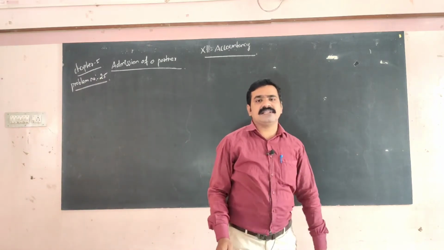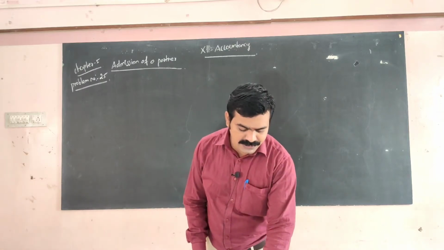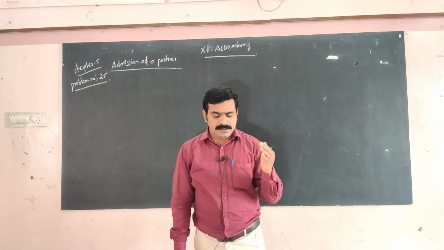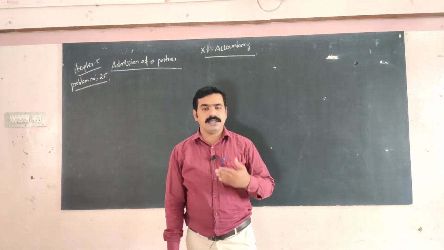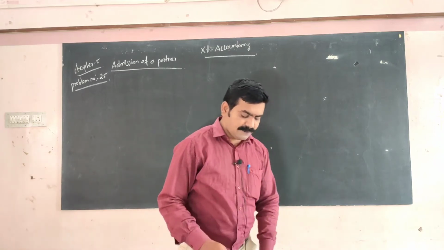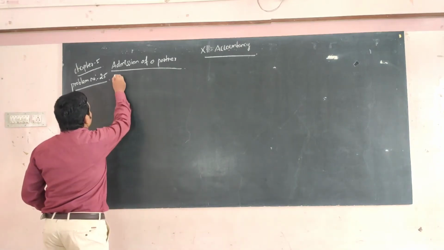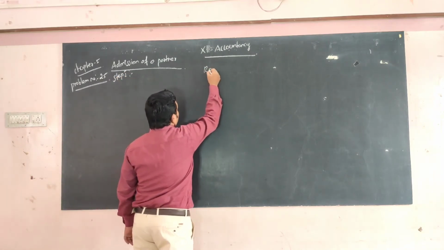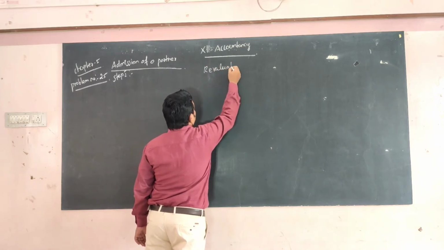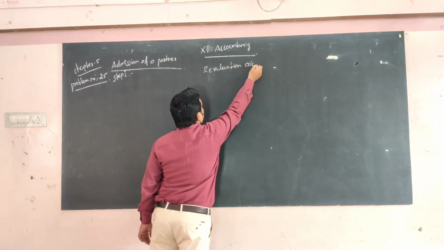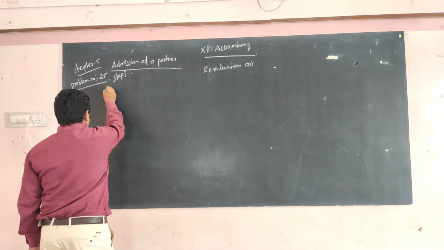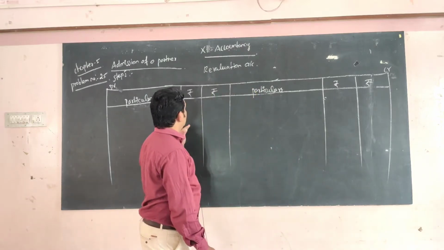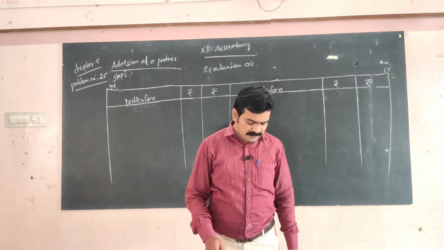This problem has 3 steps. One is the revaluation account. Then you have to open the capital account. Then you have to open the balance sheet. So the first step, step 1, is the revaluation account. Debit side, credit side, particulars, debit, credit, particulars, debit, credit.